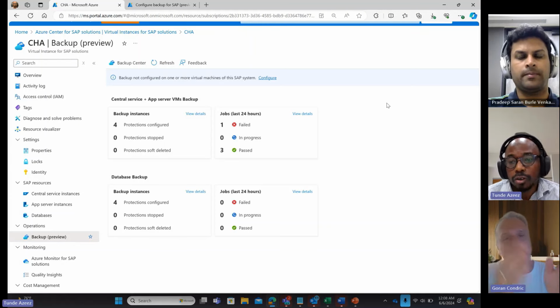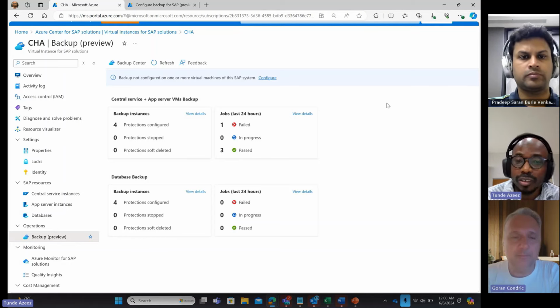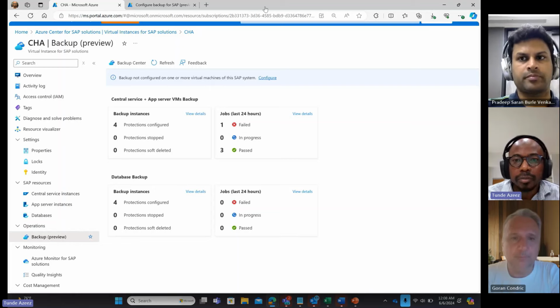So exactly. Database, central services, app servers. Exactly. We do auto recovery, auto discovery of all those systems, and enable it for you in one click. So this is the power of awareness, right? Which always counts. Yeah. Okay.